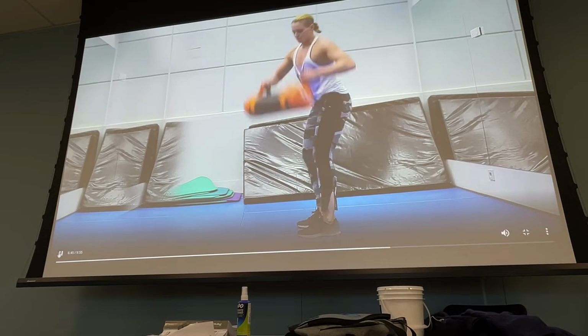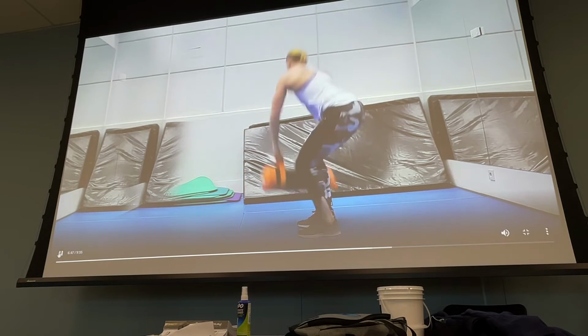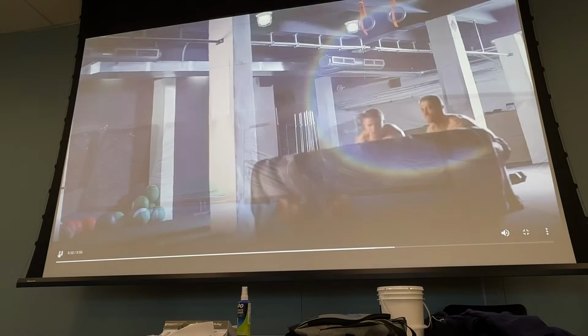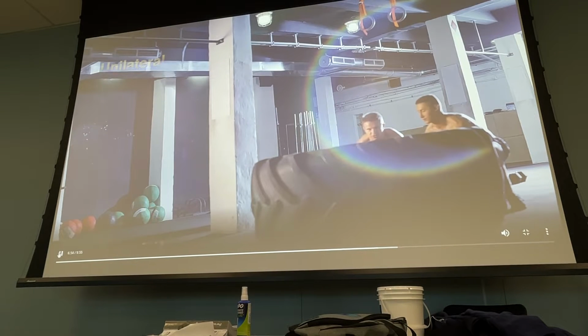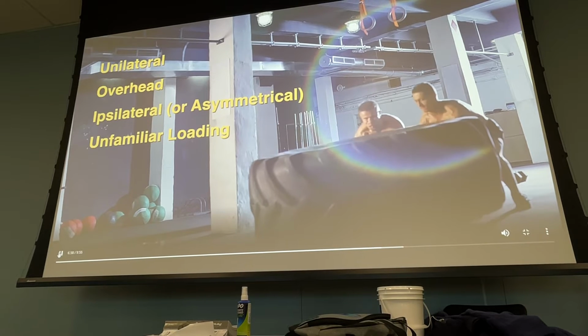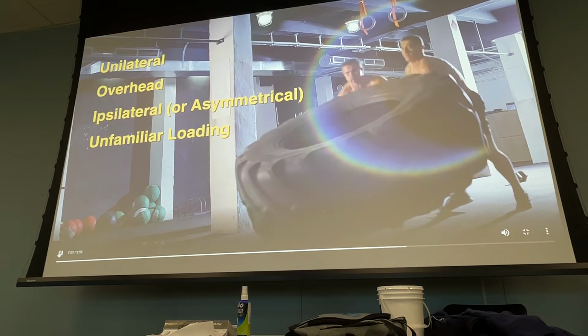Let's finish our examination of corrective applications by looking at loading modifications. Common modifications include unilateral, overhead, ipsilateral, or asymmetrical, and unfamiliar loading.